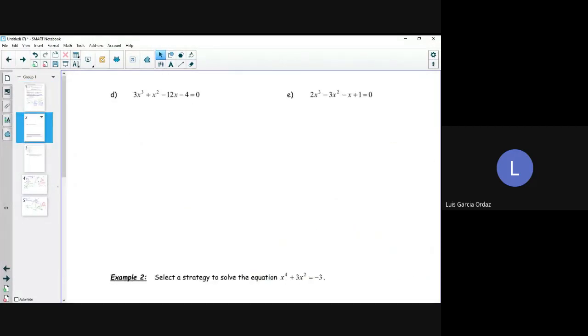Right, so we have a couple more examples. So we have example D. We have 3x to the 3 plus x squared minus 12x minus 4. So are we going to use factor theorem, remainder theorem? We can factor by grouping. What do you guys want to do?